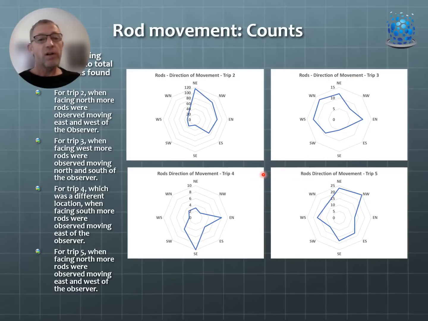And we were looking at orientational trends overall. Difficult to ascertain here, but we can see there is some trend here in trip 2 for rod movement being north and west. Over here it sort of orientates more around to the west, and then down here more to the east, moving north and south.